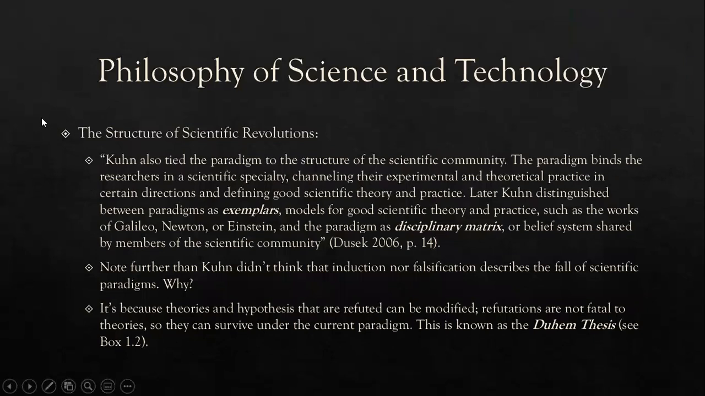All right, so quoting from page 14, Dusek writes, "Kuhn also tied the paradigm to the structure of the scientific community. The paradigm binds the researchers in a scientific specialty, channeling their experimental and theoretical practice in certain directions and defining good scientific theory and practice. Later, Kuhn distinguished between paradigms as exemplars, models for good scientific theory and practice, such as the works of Galileo, Newton, or Einstein, and the paradigm as disciplinary matrix or belief system shared by members of the scientific community."